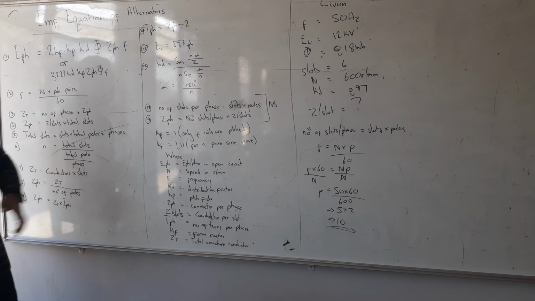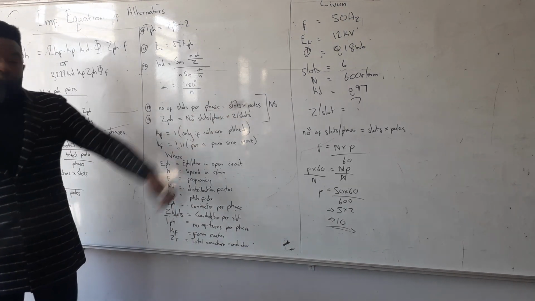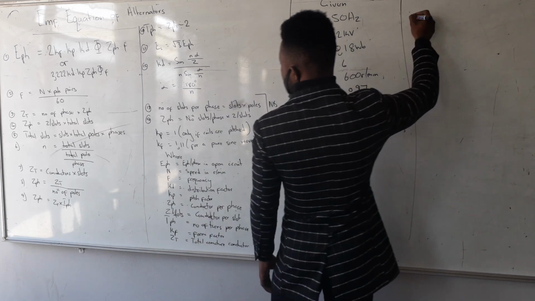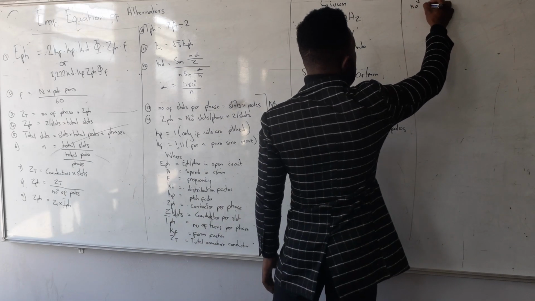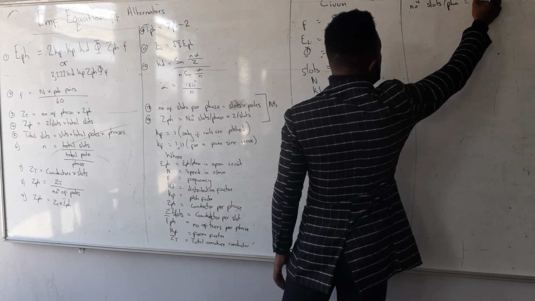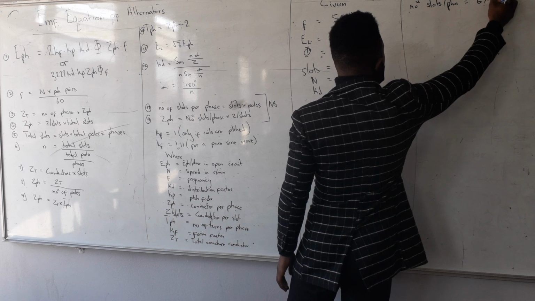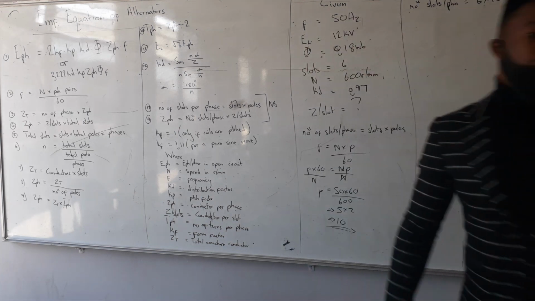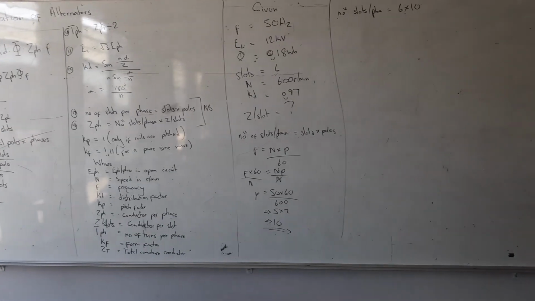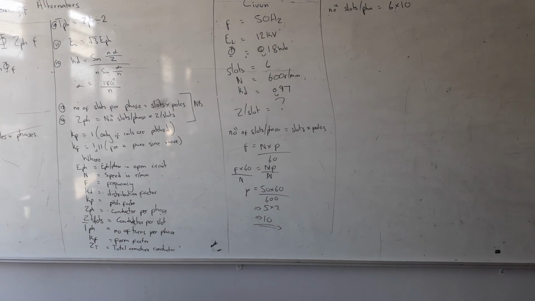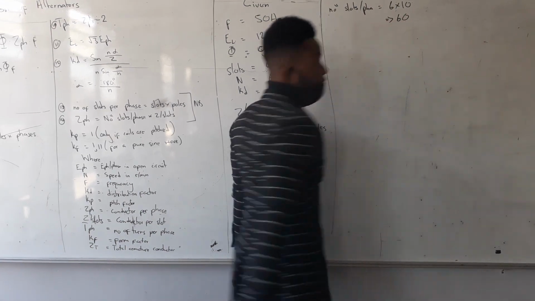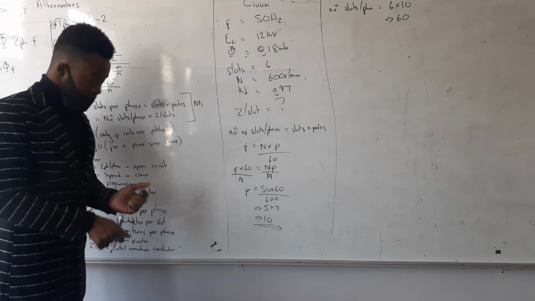So now I have my slots, and I also have my poles, which means I can calculate the number of slots per phase. My slots is 6 multiplied by 10, and you get 60. I'm getting 60, right? Alright, okay.